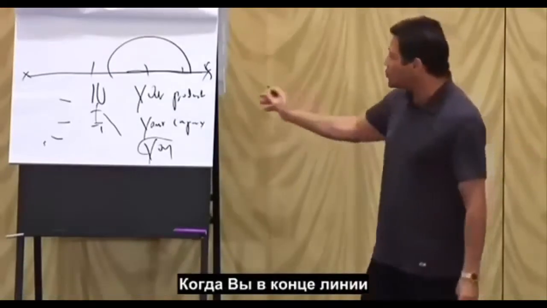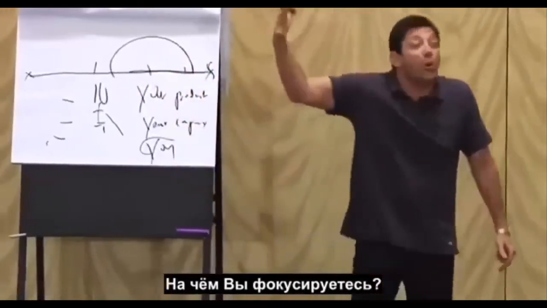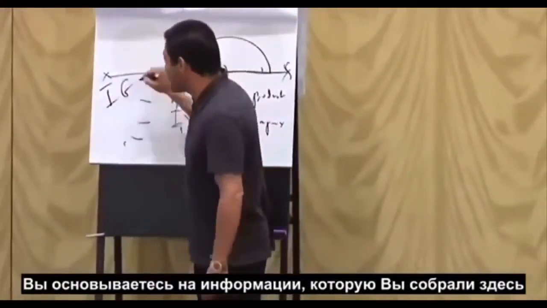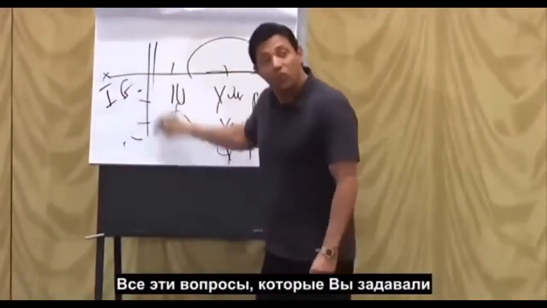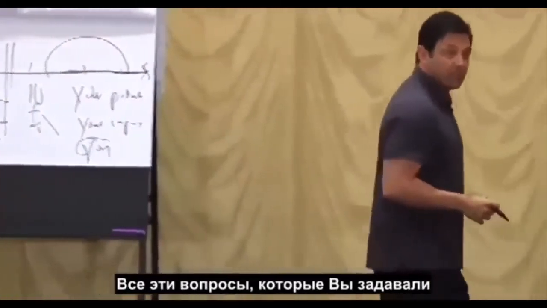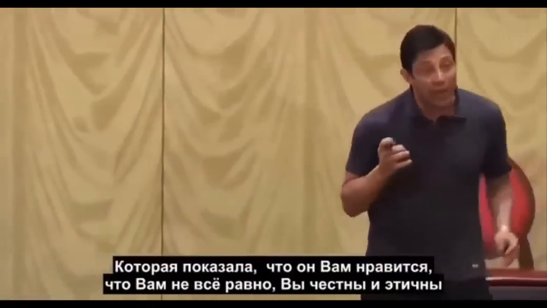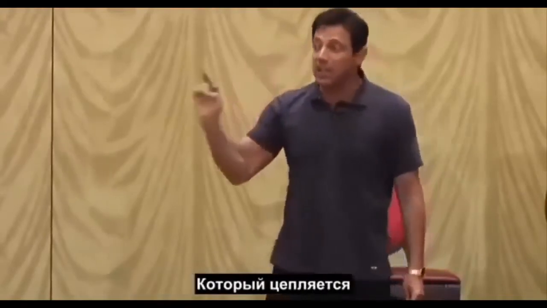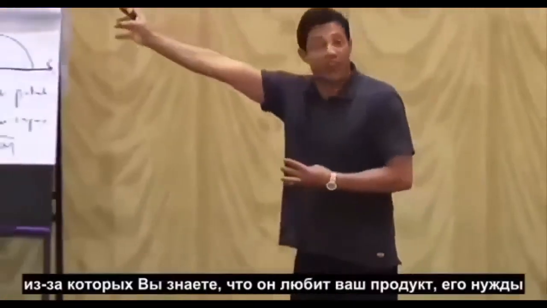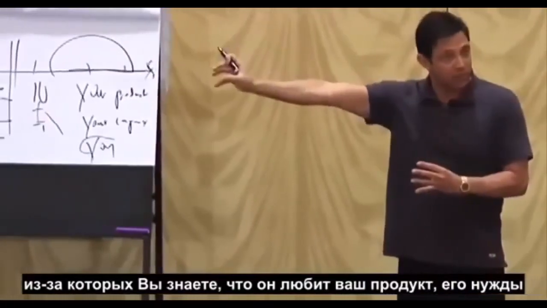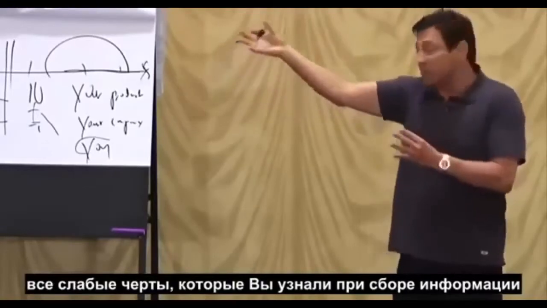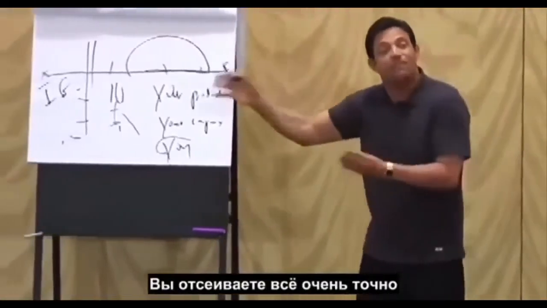Now, when you're in the latter portions of the line, what are you focusing on? Guess what? It's based on the intelligence that you gathered here. All of a sudden, all those questions that you asked him in the perfect tonality, which made him know that you like him, that you care about him, that you're honest and ethical, all that stuff is now in your arsenal. And you start running patterns specifically geared to his strengths that you know he loves about your product, what he's looking to accomplish, and any weaknesses that might have been uncovered from the intelligence gathering. You start knocking that stuff out very specifically.